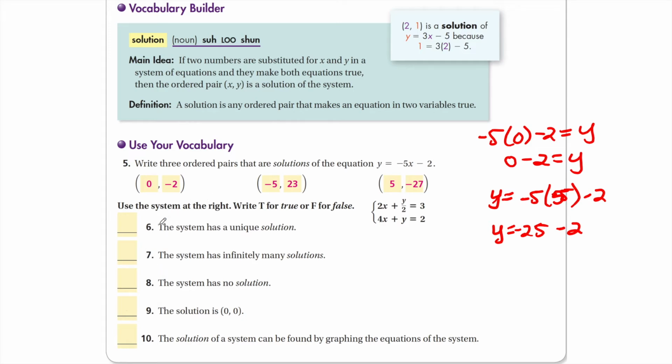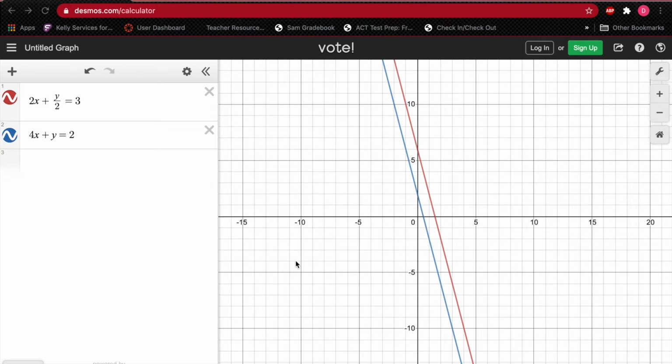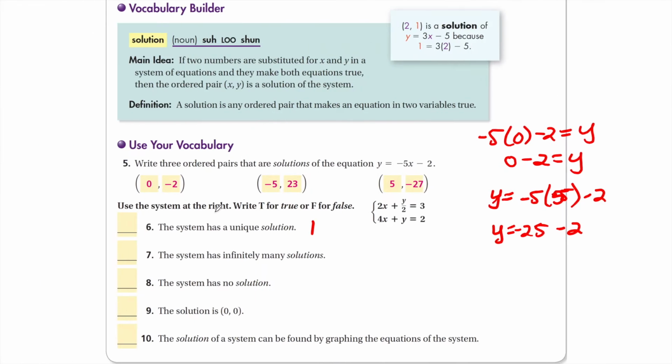Well, question number 6, the system has a unique solution. Unique solution meaning that it has one solution. And in this case, these are parallel lines. There will not be a single solution, and therefore that is going to be considered false.